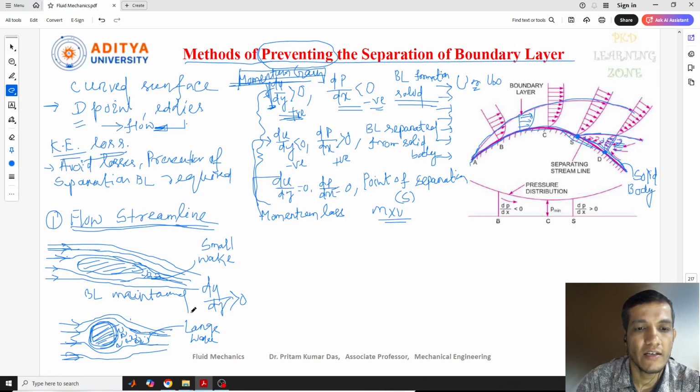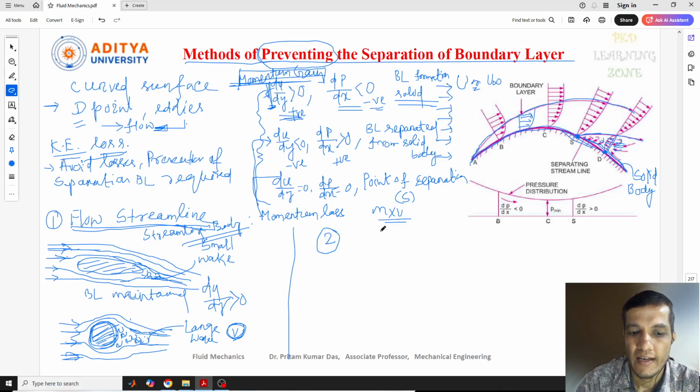If this is the condition, then we are going to lose the velocity. That means we are going to lose the kinetic energy. So we need to avoid this. So the flow should be in streamline condition, or you can say the body should be smooth, a streamlined body. The body should be in a streamlined position. This is one condition.